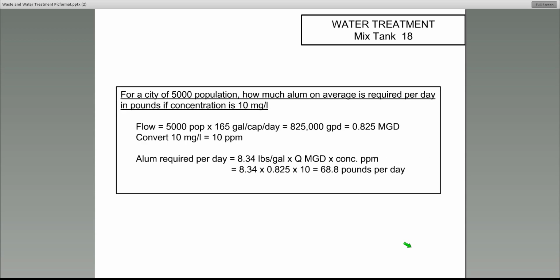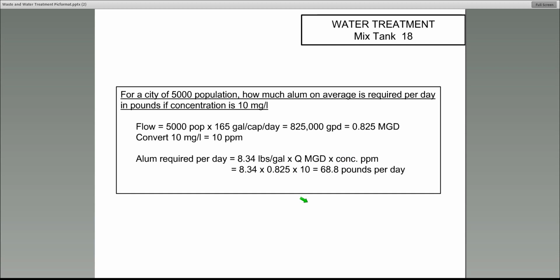Okay, for a city of 5,000 population, how much alum on average is required per day in pounds if concentration is 10 milligrams per liter? Now, even though this is a chemistry type problem, sometimes they may ask this in the morning, and you can use the equation: if it's any chemical you add, whether it's alum or lime or whatever, you take 8.34 times Q in MGD times C, or the concentration. So that's the formula that would be used over and over again.